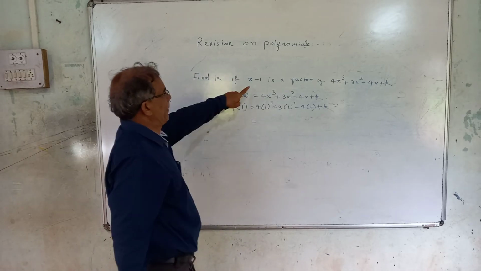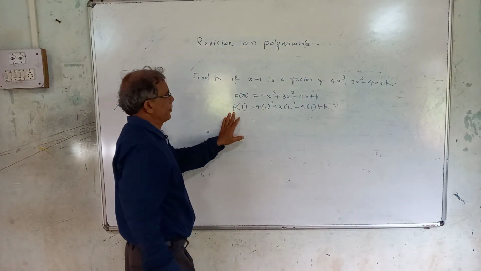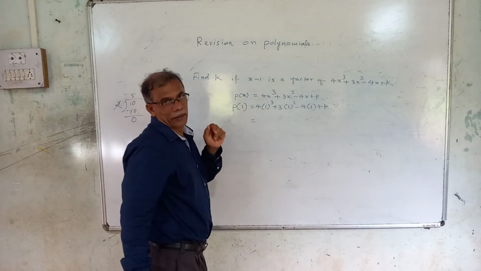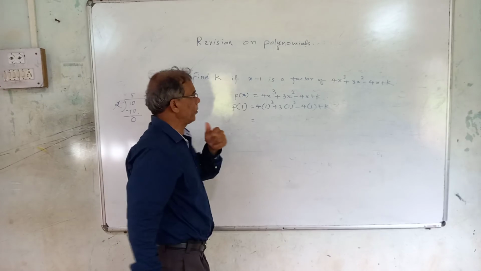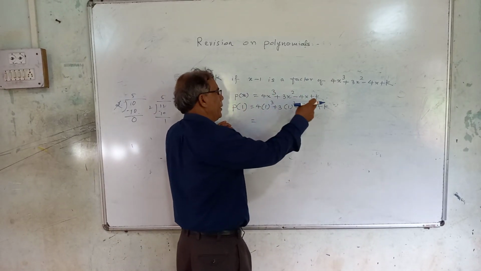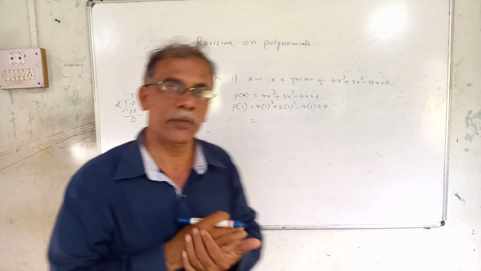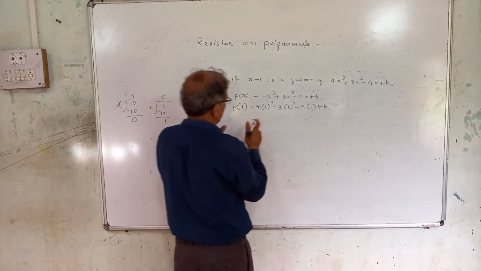Now if x minus 1 is a factor, the value at x equal to 1 should be how much? We say when it is a factor, the remainder is 0. After substituting this value, whatever we get is the remainder, and that answer must be 0. That we should know. Now let us find this answer.